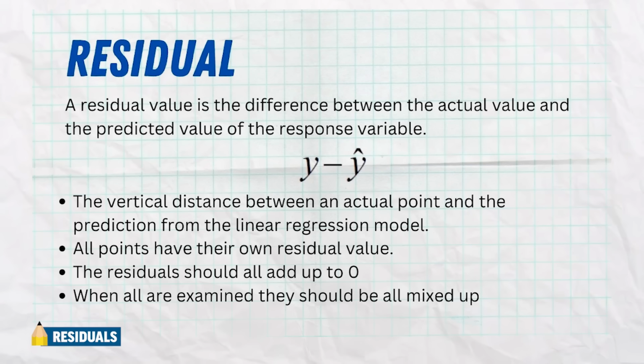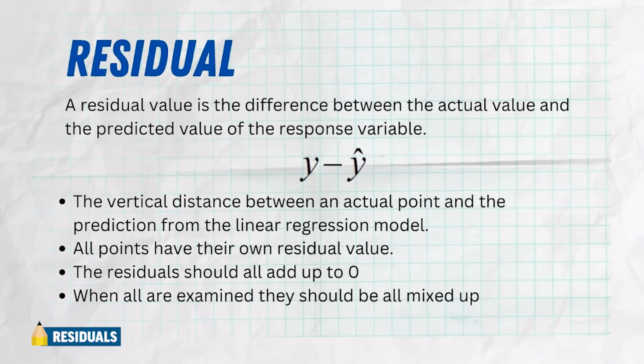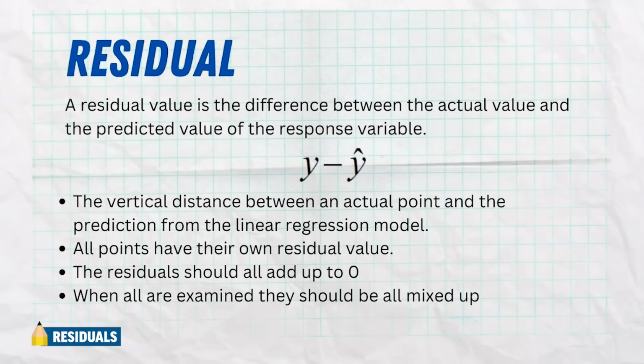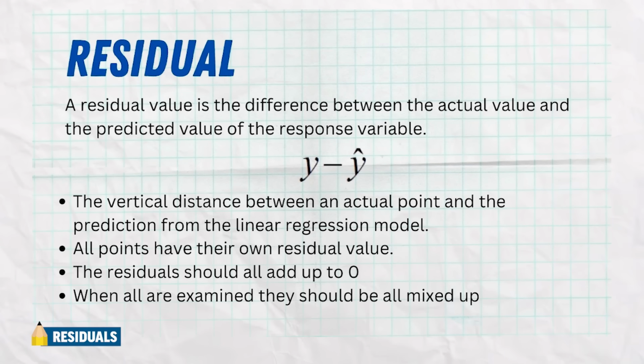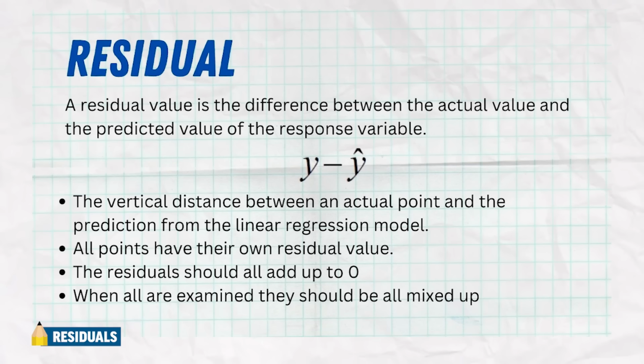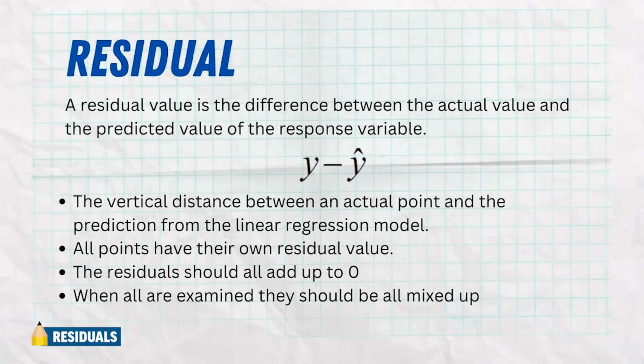How do we actually create this linear regression model? Well, to explore that, we have to understand residuals. Residuals are used to determine what makes the perfect line to use for the linear regression model. A residual value is the difference between the actual value and the predicted value of the response variable. In symbols, that's the actual y minus the predicted y hat. It is the vertical distance between an actual point and the prediction from the linear regression model that we would see in a scatter plot.